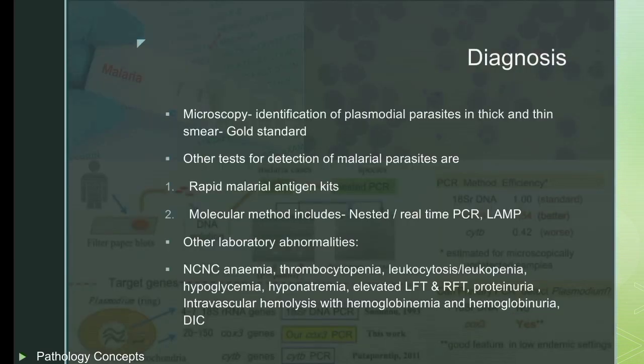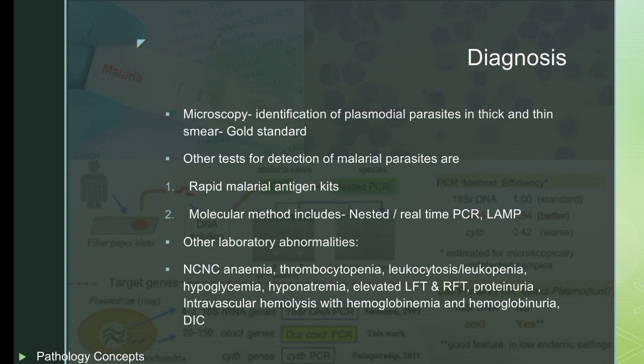Let's see how malaria is diagnosed. It is done by identification of the plasmodial parasite in the thick and thin blood smear. It is the gold standard for diagnosis. Other tests available for the detection of malaria are rapid malarial antigen kits, and molecular methods including nested and real-time PCR, and LAMP. LAMP is loop mediated isothermal amplification.